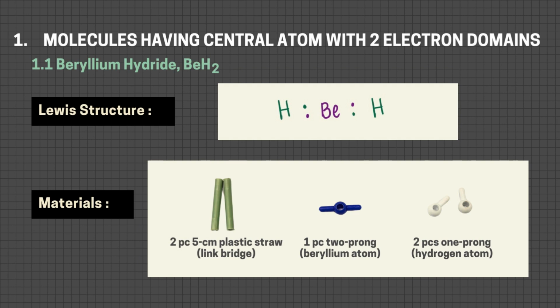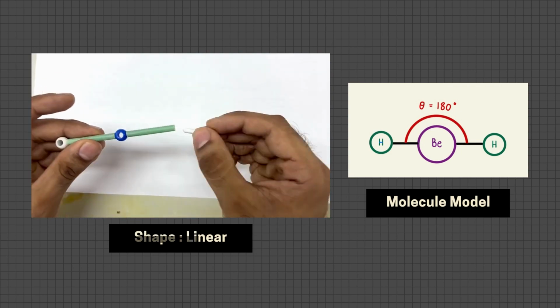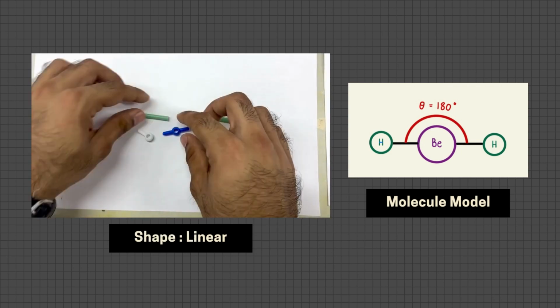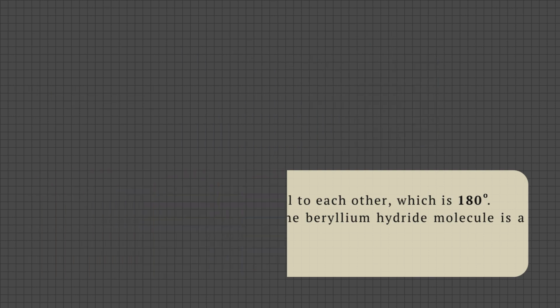which is beryllium hydride. This molecule carries the chemical formula BeH2 and the Lewis structure is as shown. The materials that we are going to use are 2 pieces of 5 centimeter plastic straw, which act as the link bridge between the beryllium atom and the hydrogen atom. Then we use a 1 piece 2 prong, which acts as the beryllium atom, and 2 pieces of 1 prong, which act as the hydrogen atoms. The shape of this molecule is linear and it has an angle of 180 degrees. As per discussion, all angles are approximately equal to each other, which is 180 degrees. The shape predicted for the beryllium hydride molecule is a linear shape.